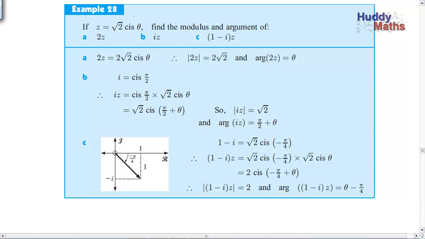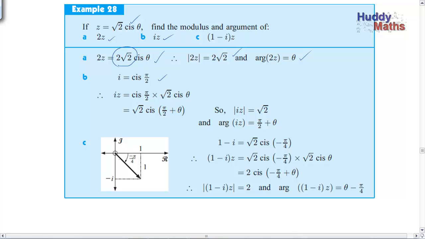Okay, root 2 cis theta, find the modulus and argument of 2z. So let's double it. It's 2 root 2 cis theta. So what is the size of that? It's the r value out the front, from what I've just said with that geometry. And what's the argument? It doesn't change by multiplying by that real number. It only changes the length. Think about that geometrically.